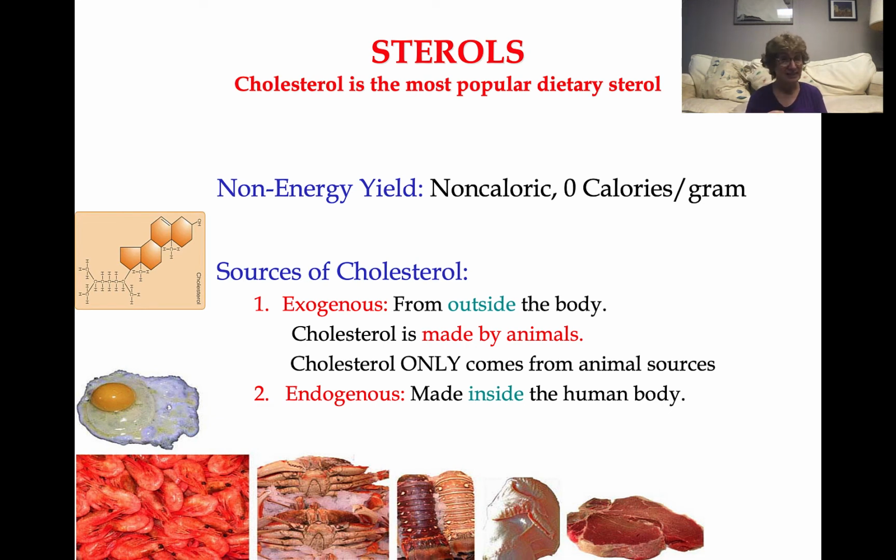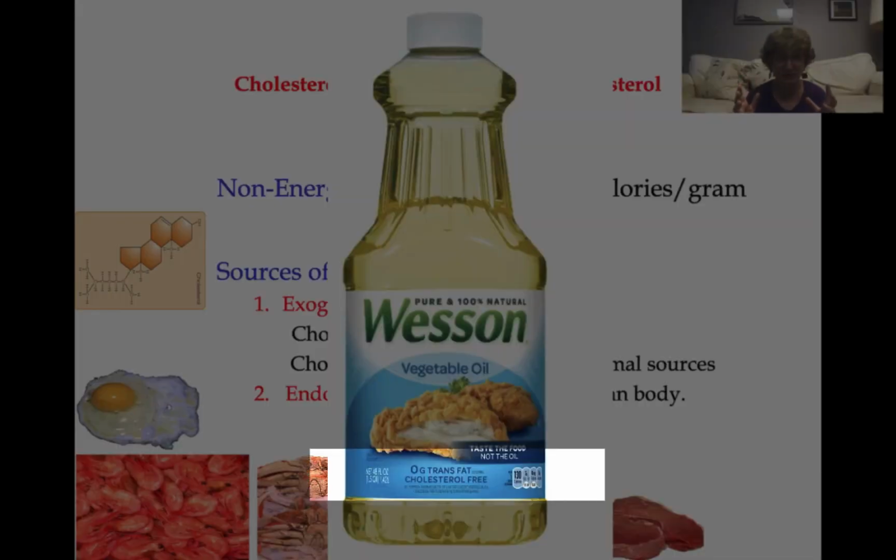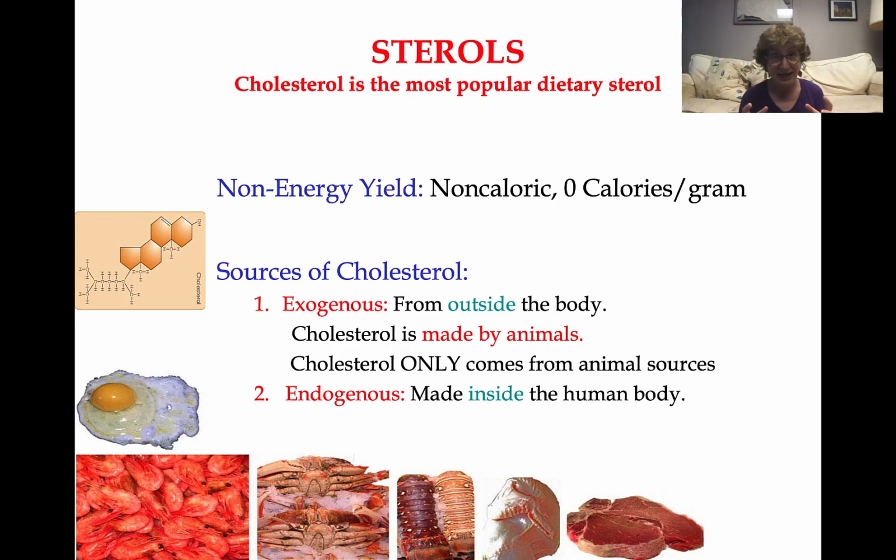True or false? Cholesterol only comes from animal sources. That's true. Most of the time, if you see a true-false question, that should be a red flag. And always or never is usually false. But here, true. Which is why when I see advertisements for French fries, these French fries are made with cholesterol-free vegetable oil. Vegetable oil never had cholesterol.